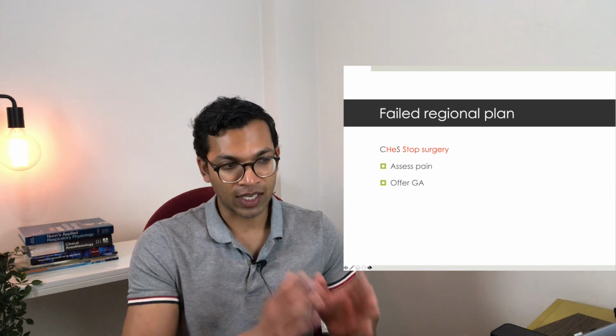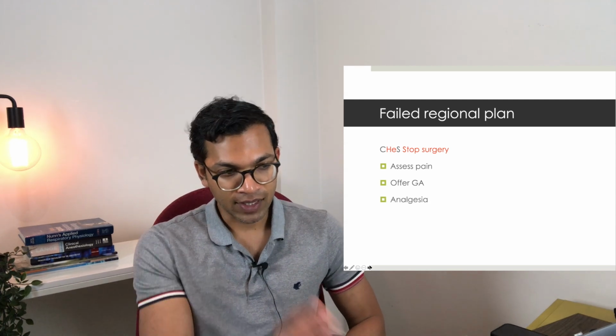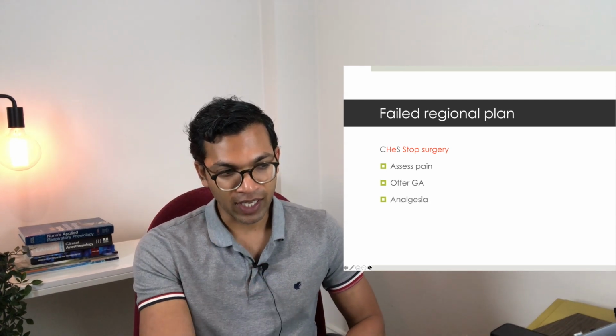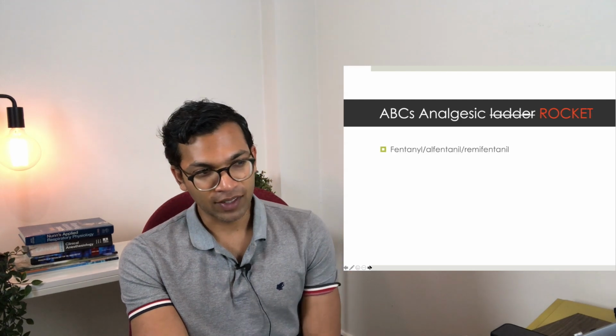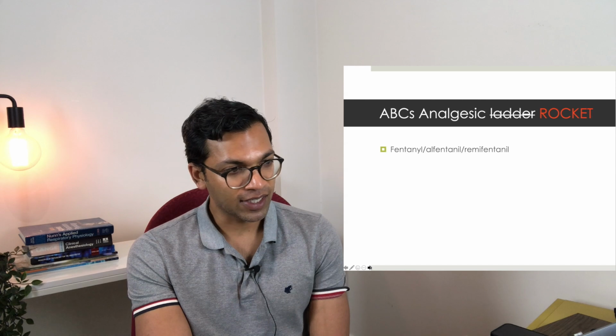So just note the time of the surgery as well. So stop the surgery, assess pain, offer GA, and then analgesia. And there's so many different, we're talking about the analgesia ladder, but in anesthesia, we just got to do it very quickly. So here's the analgesia rocket.